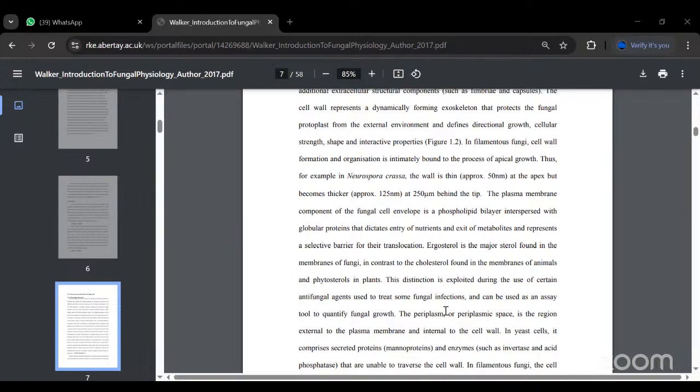The periplasmic space is the region external to the plasma membrane and internal to the cell wall in yeast cells, and it comprises proteins, enzymes such as invertase and acid phosphatase.